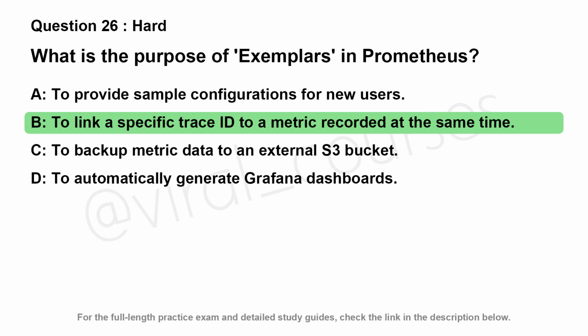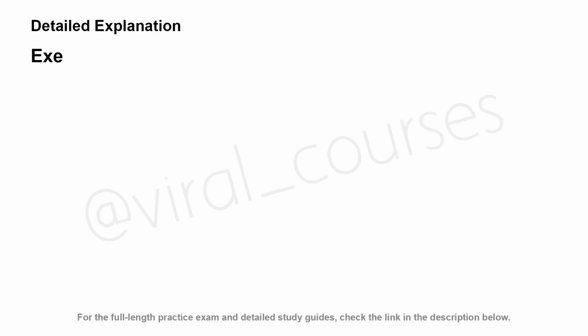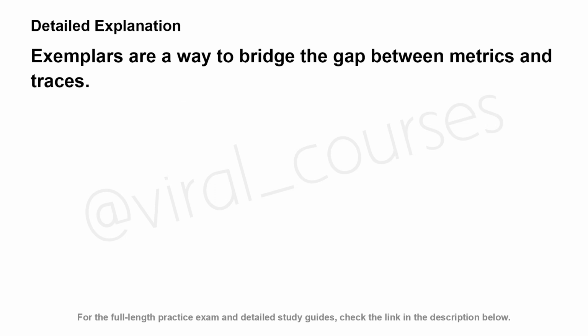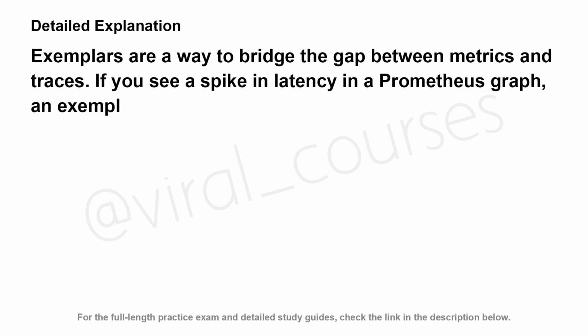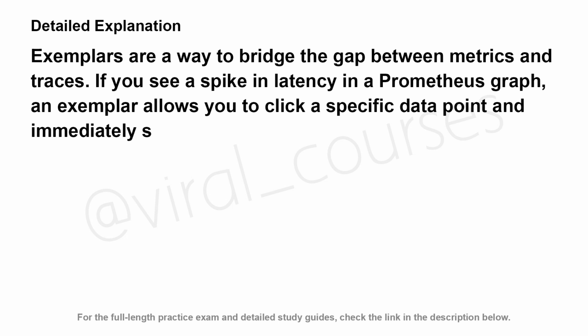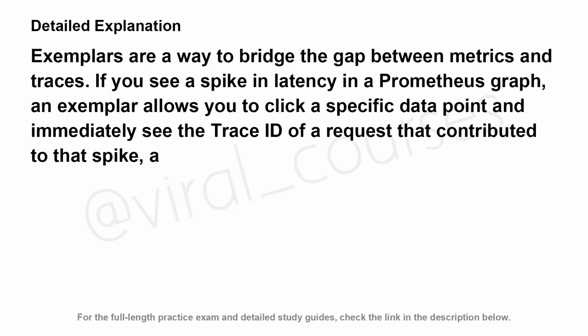The correct answer is B. Exemplars are a way to bridge the gap between metrics and traces. If you see a spike in latency in a Prometheus graph, an exemplar allows you to click a specific data point and immediately see the trace ID of a request that contributed to that spike, allowing for instant correlation.